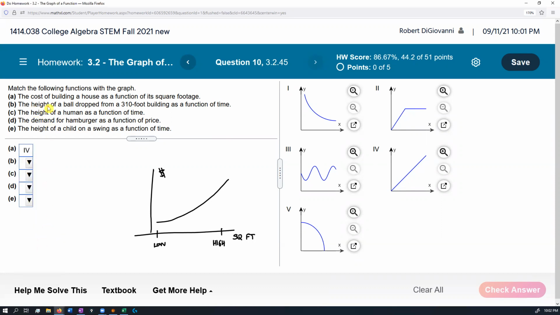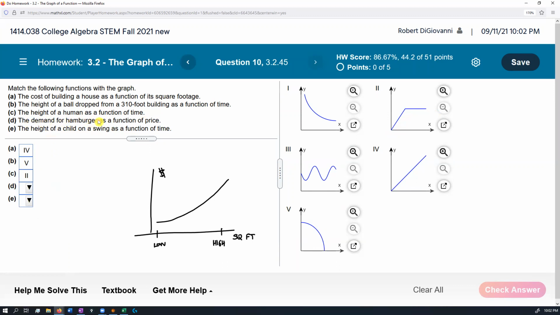The height of a ball dropped from a 310-foot building as a function of time. If I drop a ball, it's going to look kind of like this, so this is 5. The height of a human as a function of time. Oh, here we go. You're born, you start growing, you hit your max height and you just kind of stay flat. And some people start coming down a little bit too. So that one belongs there for sure.